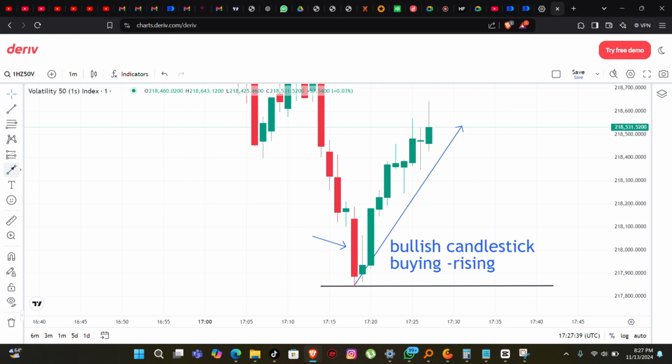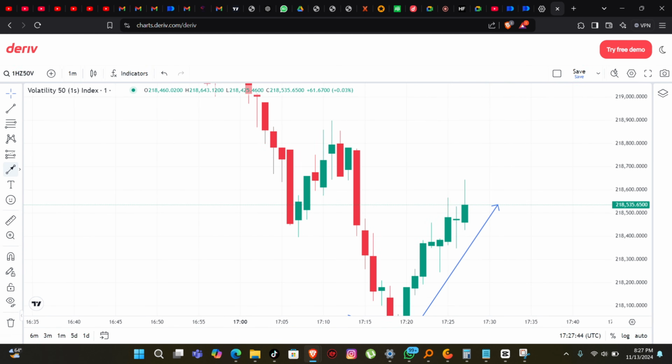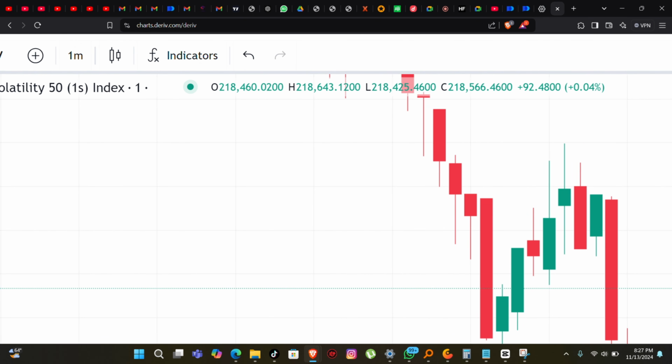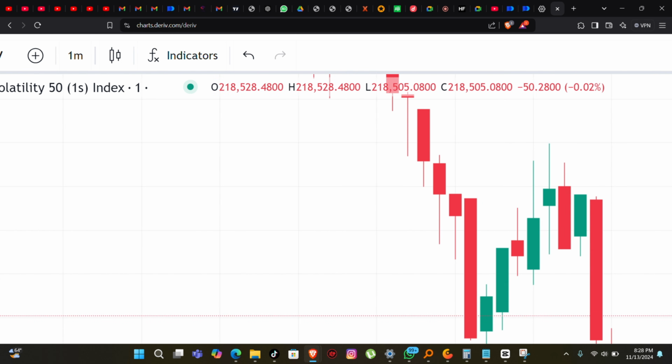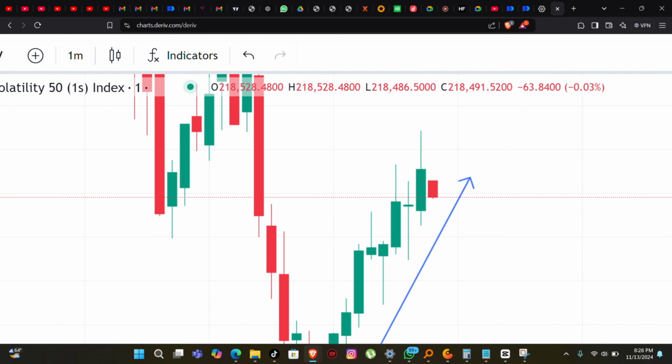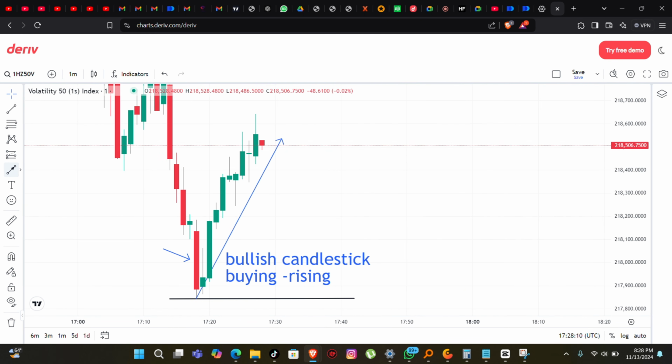So it is represented by the OHLC. In case we zoom in on our screen, right here, you can see we have O, and it is telling us that O is at 218,460.0200. We have H with another number there. We have L and C. So these are the OHLC of this last candle that is forming here. We are not bothered by that very much.